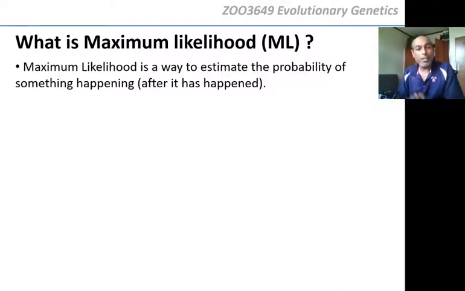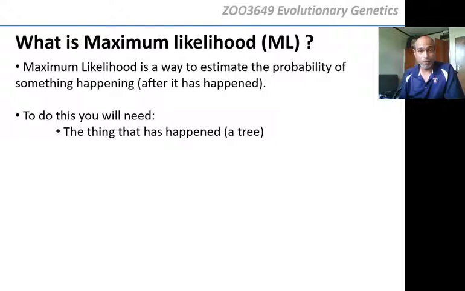So we need to figure out the probability of something after the thing has happened, and maximum likelihood allows us to do that. What do we need to calculate the maximum likelihood? You need the thing that has happened. In other words, we are trying to reconstruct a tree. So the tree has happened. We haven't reconstructed it yet, but it has happened. Evolution made it, and the evolution has happened. So the process of the tree has already happened. All we want to do is try to reconstruct it. So the thing that has happened is the tree.